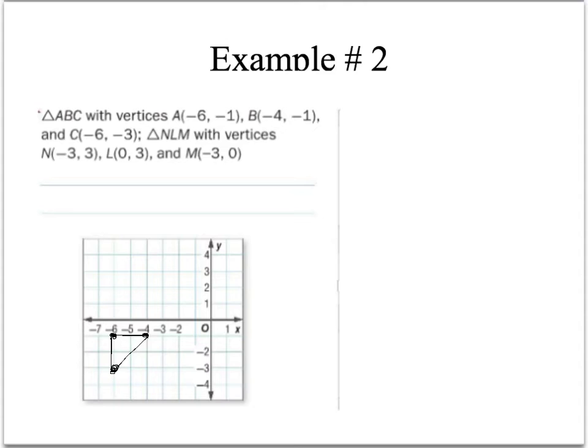Triangle NLM has vertices -3, +3, 0, 3, and -3, 0. So if I connect those points together, I get a similar triangle. And now I have a line going up like so, where I can calculate the slope. So if I count rise over run, I'm really just following the point here, counting up 2 and over 2.